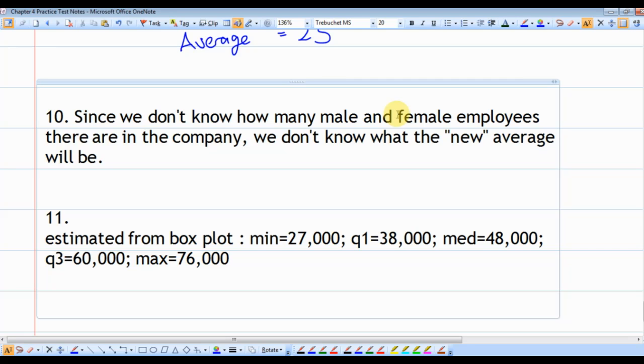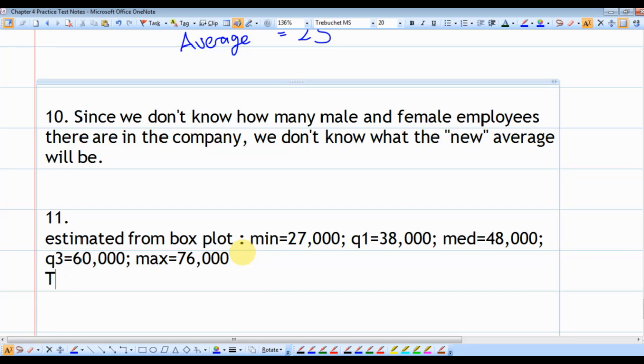Usually the idea is to pick the best answer, whatever's closest to your answer. All right, so that's not actually the question. The question is, which one of the following is true? Is the maximum salary somewhere between $6,000 and $7,000? No, that's not true. The maximum looks like it's about $76,000. Is the minimum salary about $20,000? No, it's a bit higher than that. That's $27,000. Is the interquartile range about 20,000? We have 60,000 minus 38,000. That's 22,000. That's pretty close. And lastly, is the median salary 40,000? No, I estimated the median at 48,000. So the only one which seems to be close would be the interquartile range.